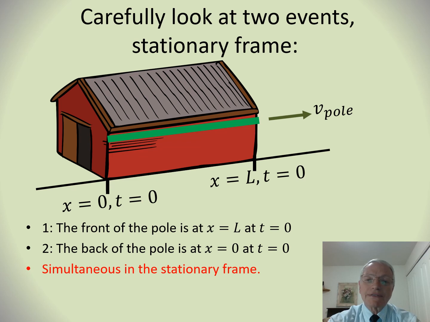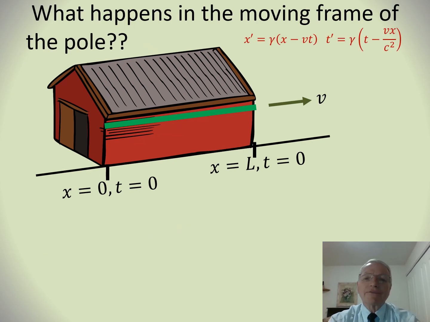So they both occur at t equals 0. But the one on the left occurs at x equals 0, and the one on the right occurs at x equals L, where L is the length of the barn. So those are the position and times in the stationary frame, and they're simultaneous in the stationary frame. We built them that way. Let's see what they look like in the moving frame of the pole. So we have to use these little red Lorentz transformation equations up there in the upper right-hand corner. That will tell us what the primed coordinates are as we analyze these two events.